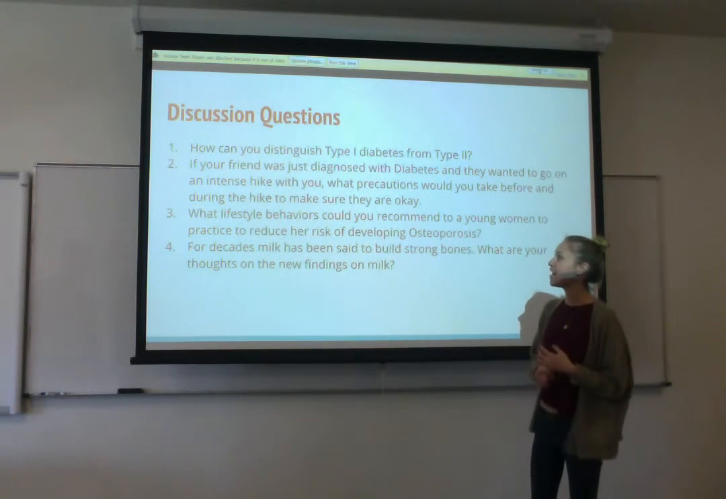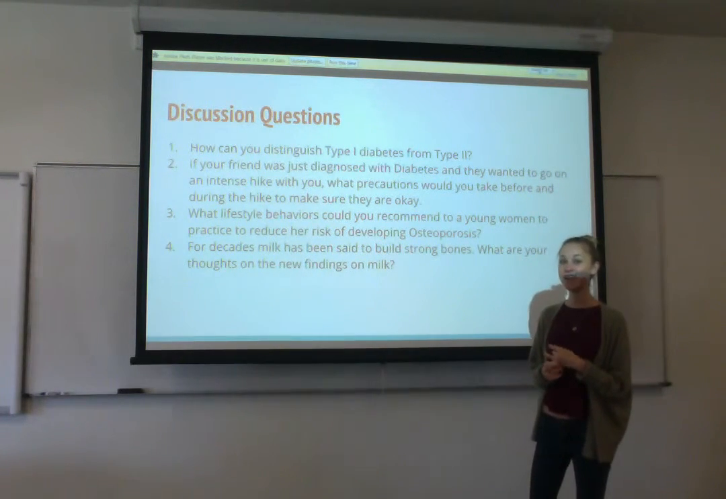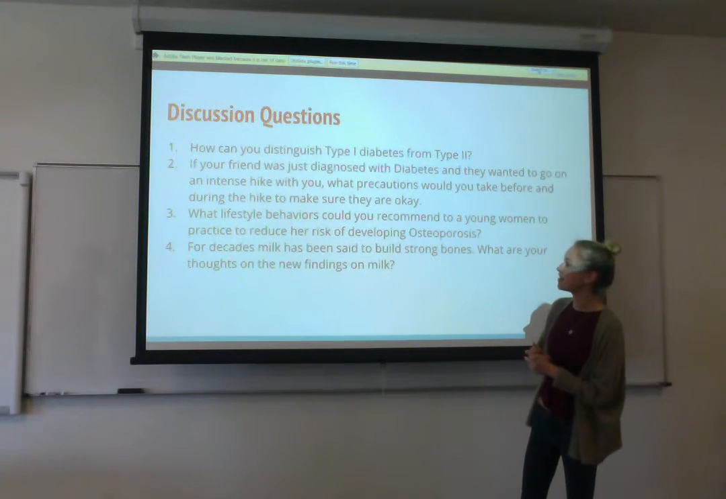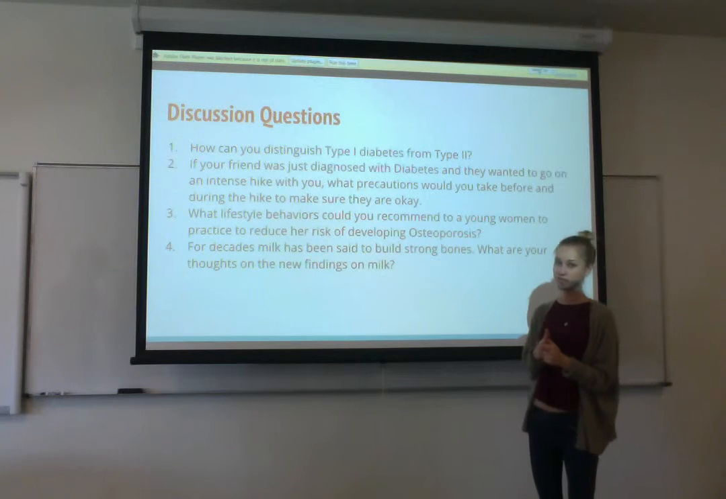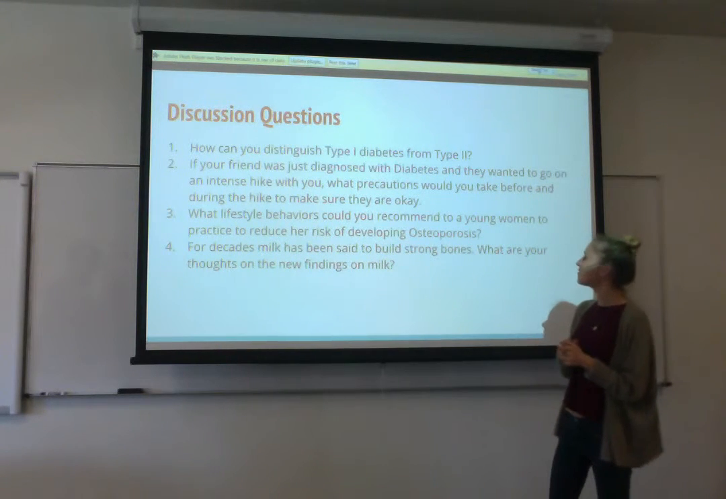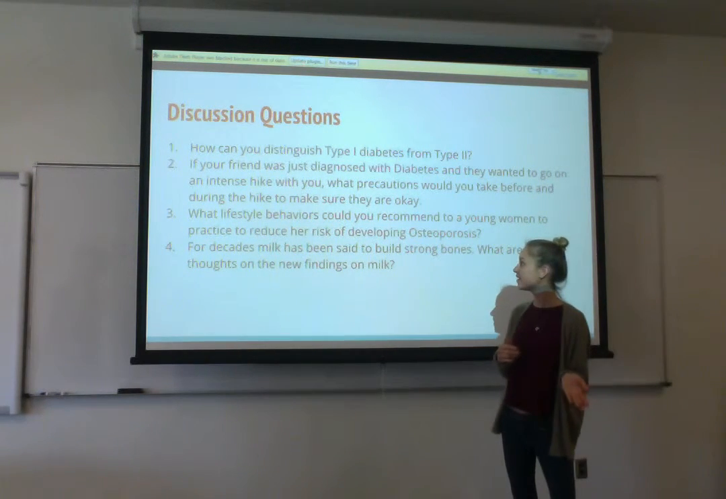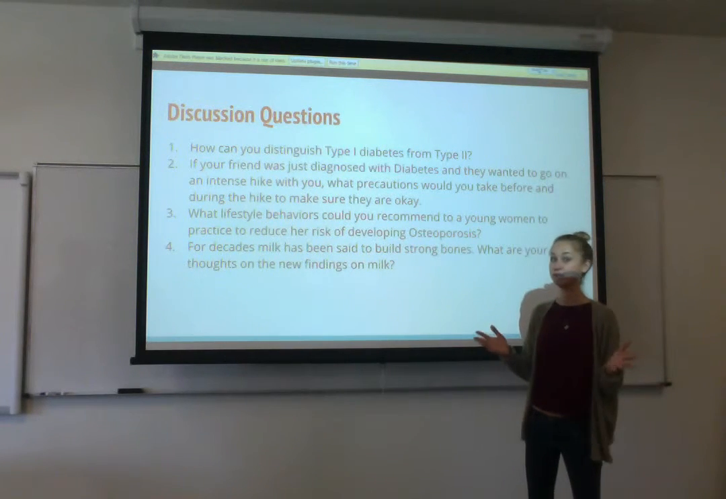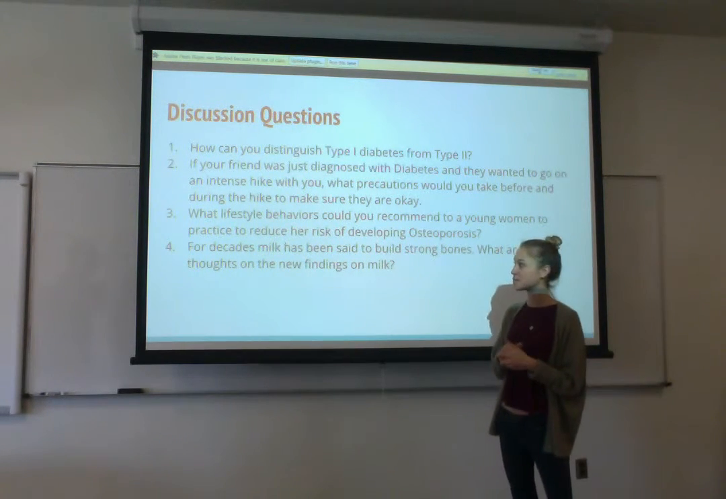So first, how can you distinguish type 1 diabetes from type 2? And a little scenario, if your friend was diagnosed with diabetes and they wanted to go on an intense hike, what precautions would you tell them to use so they don't experience hypoglycemia?